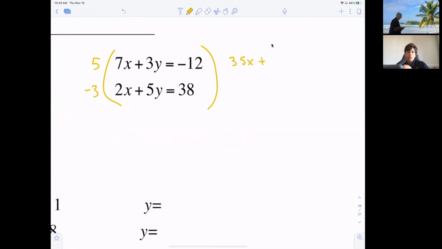35x plus 15y equals -60. -6x minus 15y equals -114.